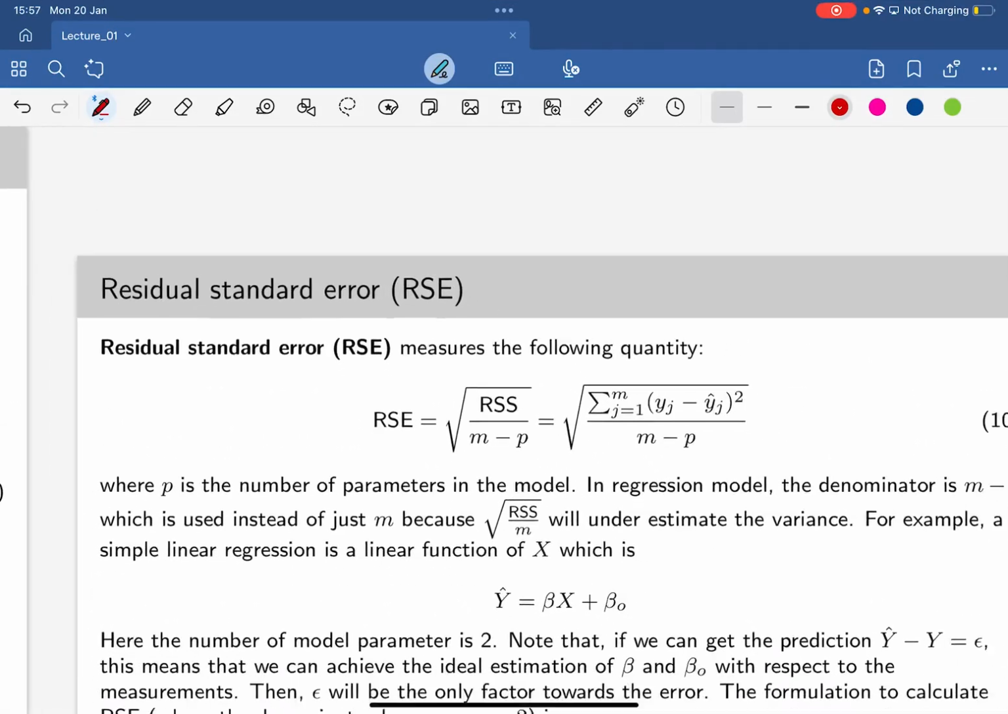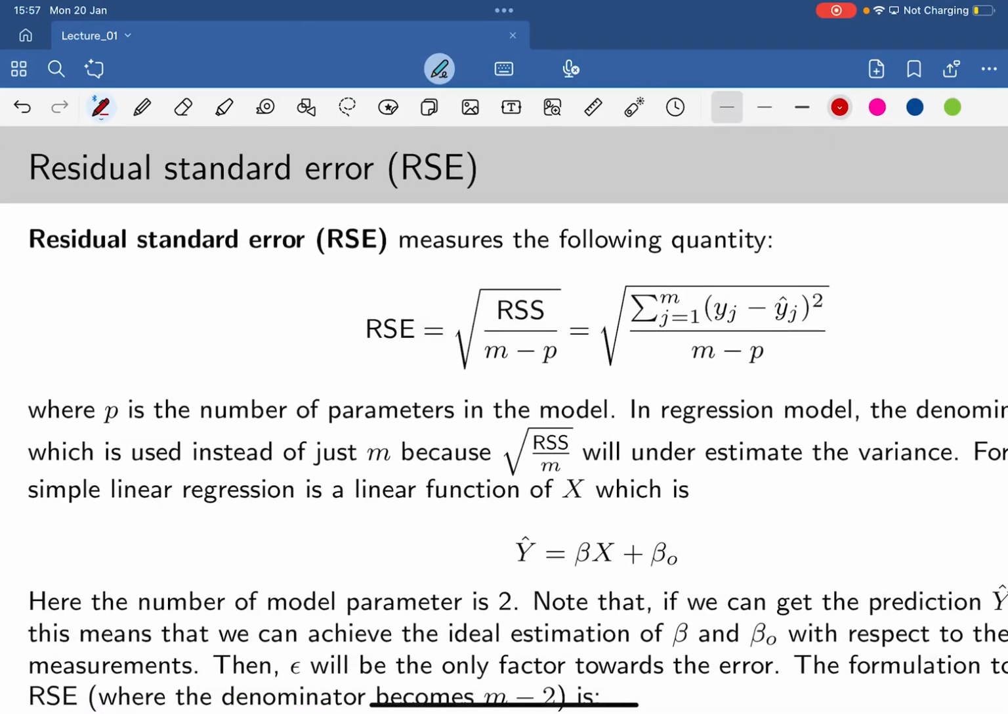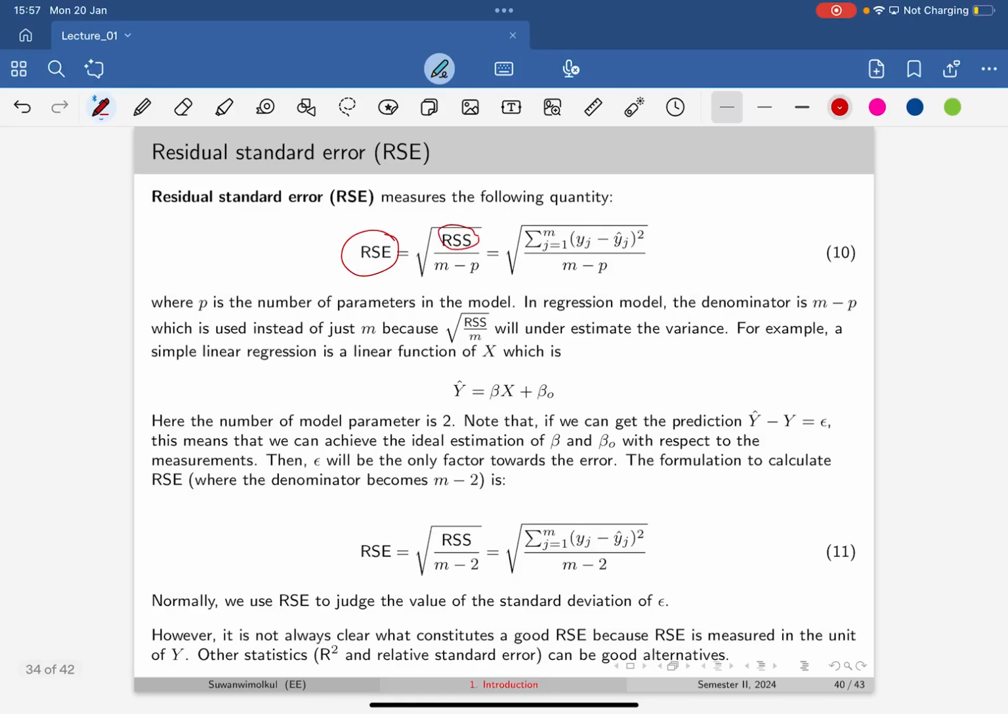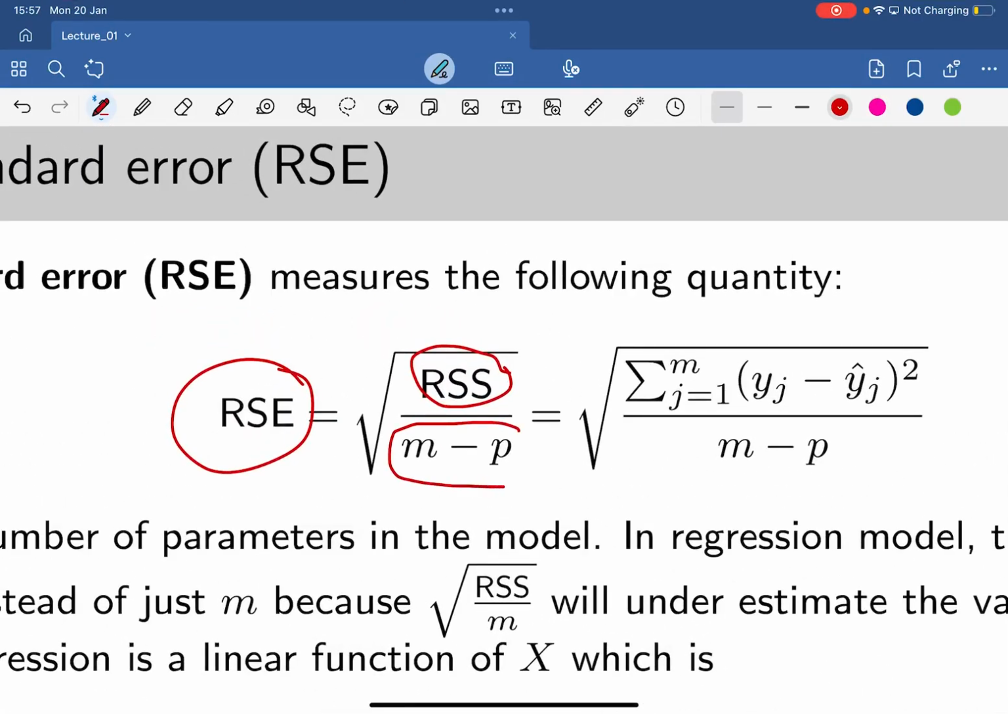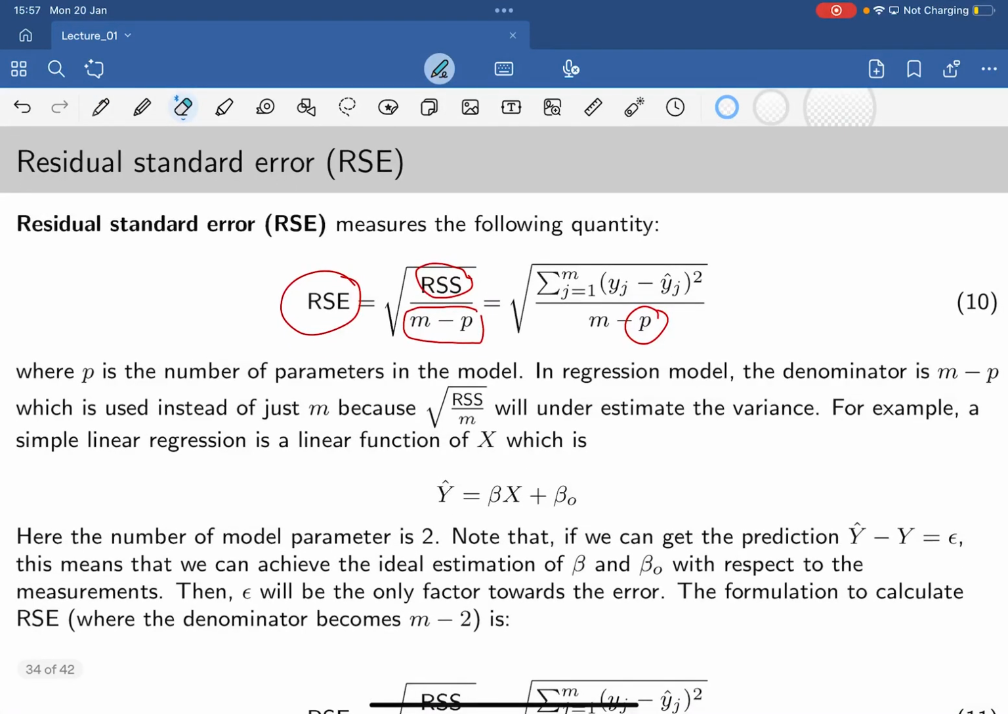Next, another way to evaluate the performance is to use the residual standard error. The difference between the residual standard error and the residual sum of squares, which is RSS, is that you divide it by a quantity. This would look like what we call mean square error in the empirical sense, except that we have p here. Actually, the residual standard error can be computed in the same way that we normally compute the mean square error.